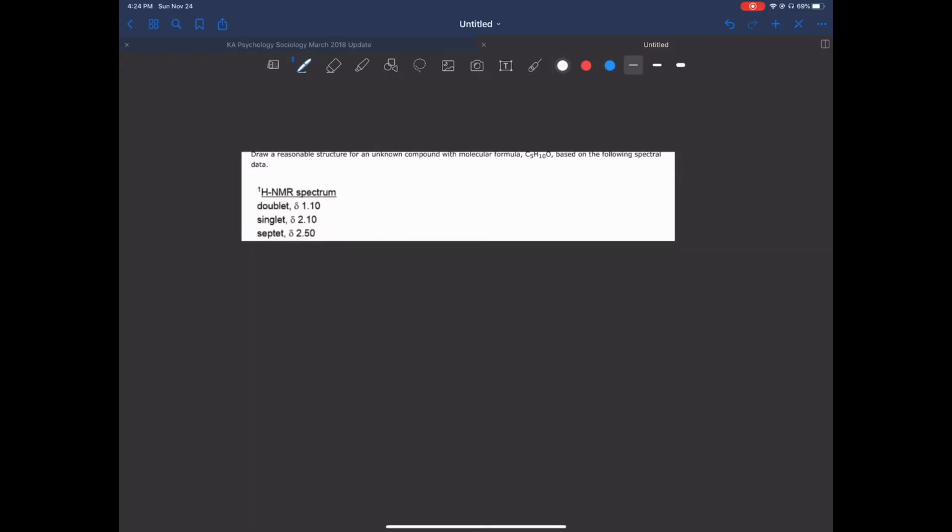It's asking you again to draw a structure based on the following spectral data from the HNMR. They tell you that we have a doublet, a singlet, and a septet. And they also give you the formula is C5H10 and 1 oxygen. So first thing always is to do IHD, right? So if you again forgot what the IHD is, make sure you put it on your index card. It's going to be 2C plus 2 plus the amount of nitrogens minus the hydrogens minus the halogens, over 2.